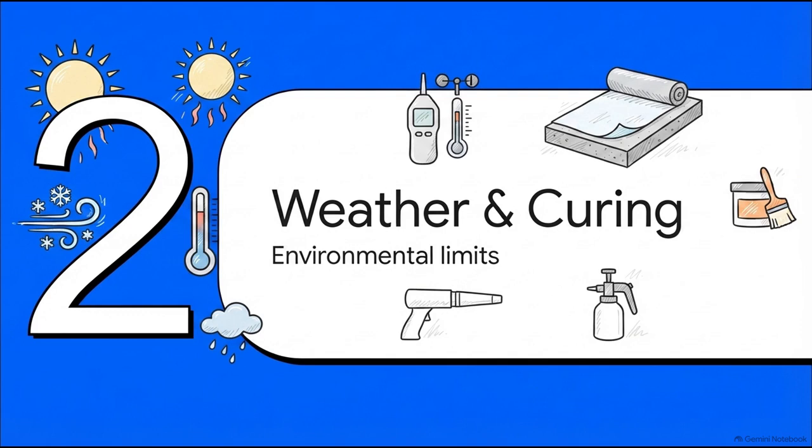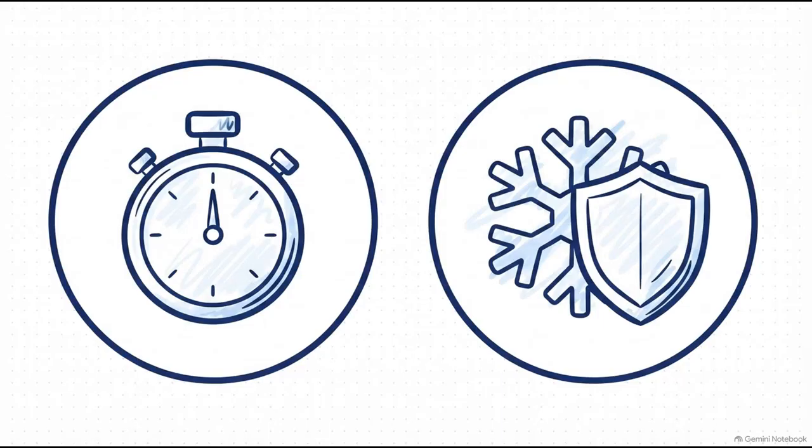Moving right along to Section 2, Weather, Temperature, and Curing. Environmental constraints can literally make or break a placement, so this is a heavily tested category. Let's talk about curing. Under normal conditions, the rule is 7 consecutive days or until 70% of the specified compressive or flexural strength is reached, whichever of those happens first.